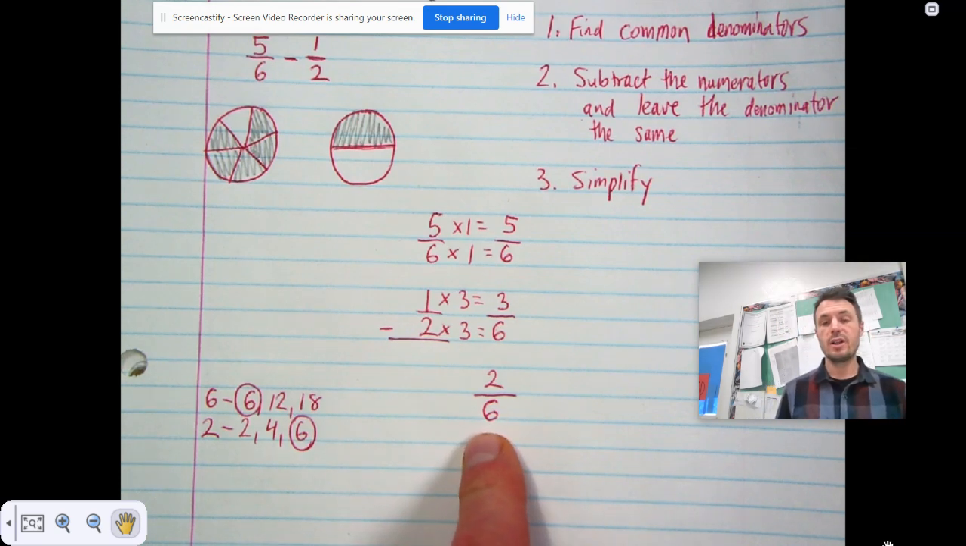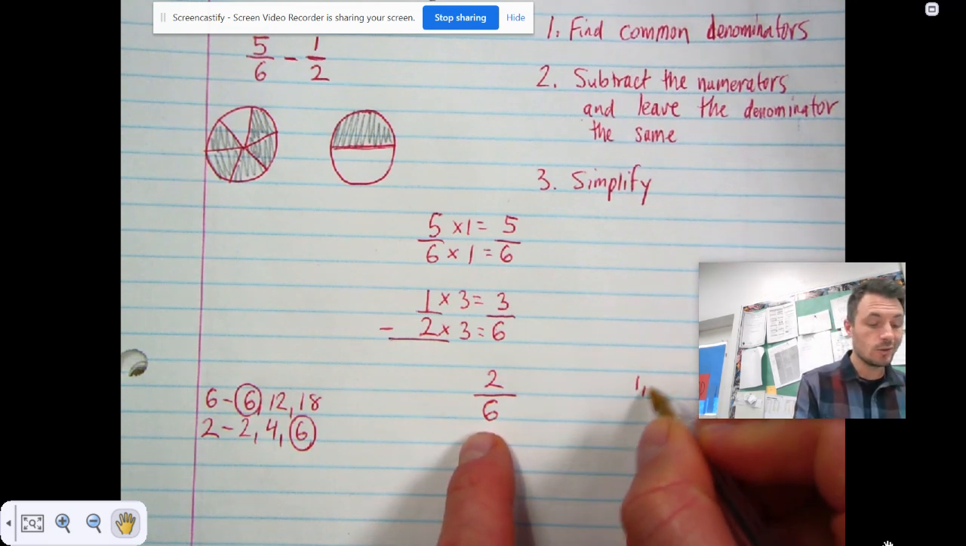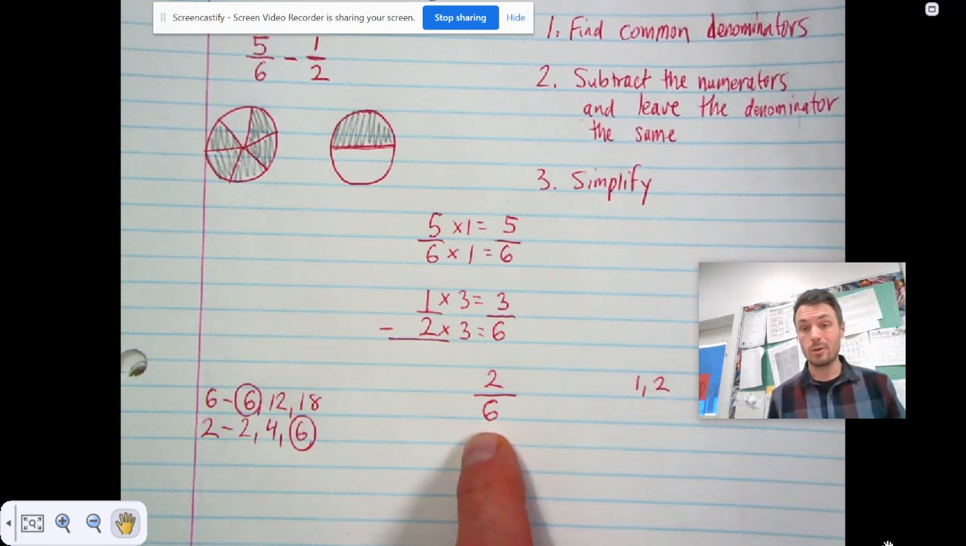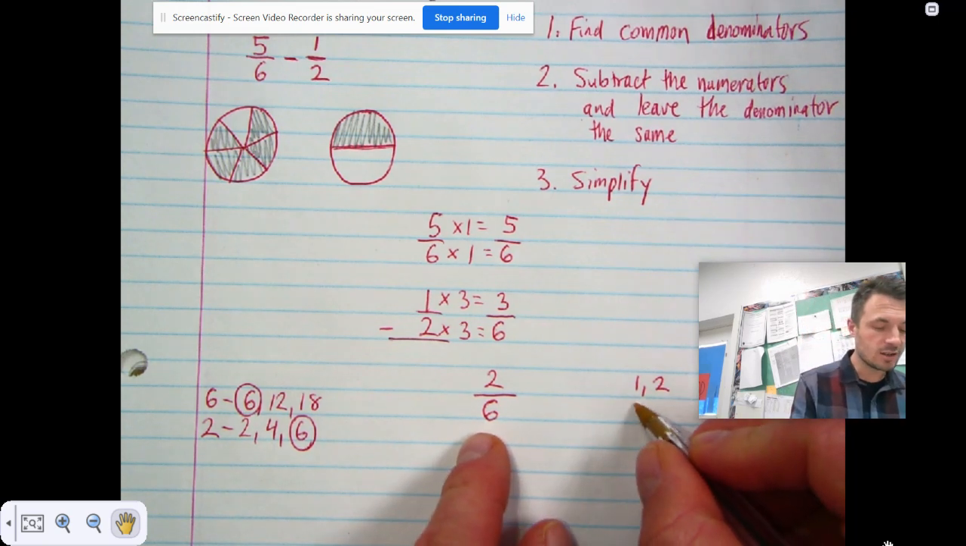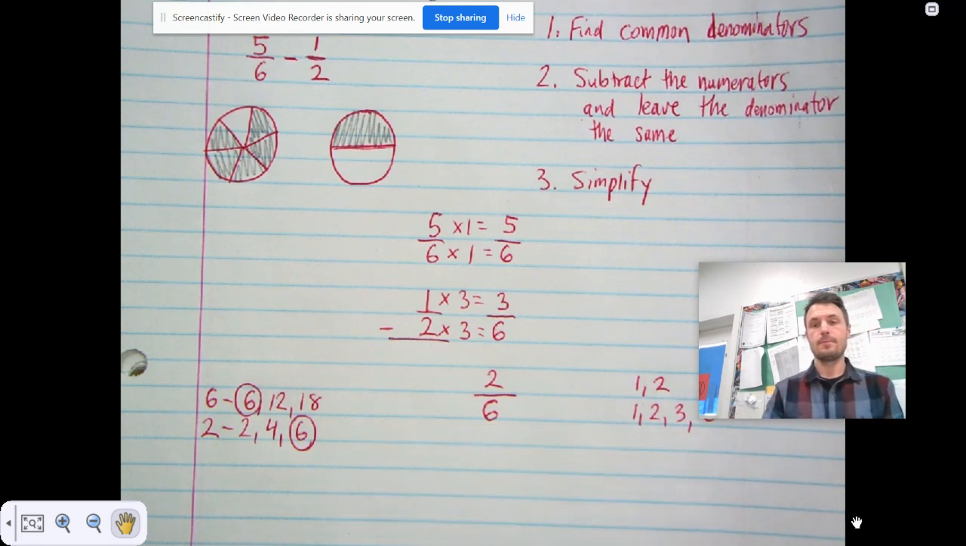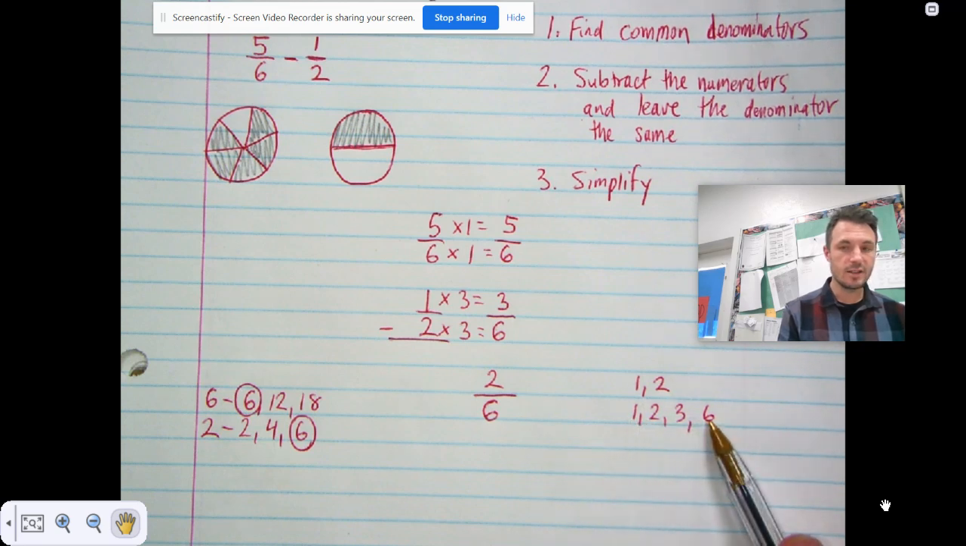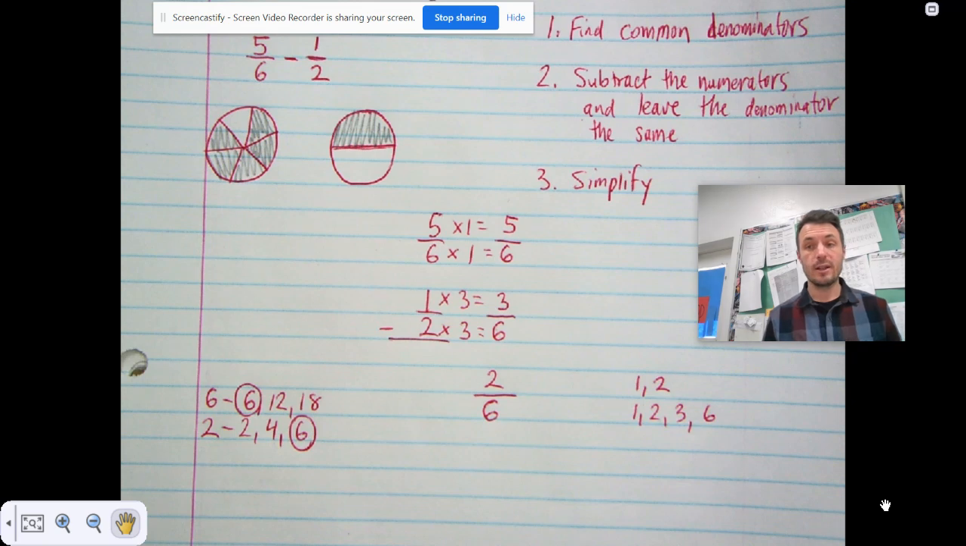So how do I put it in simplest form? I list all the factors for 2. That's only 1 and 2 because 2 is a prime number. And I list all the factors of 6. 1, 2, 3, and 6. And the reason 1, 2, 3, and 6 are all the factors of 6 is because 1 times 6 is 6, 2 times 3 is 6. Nothing else can be multiplied together to equal 6, so there are no other factors of 6.